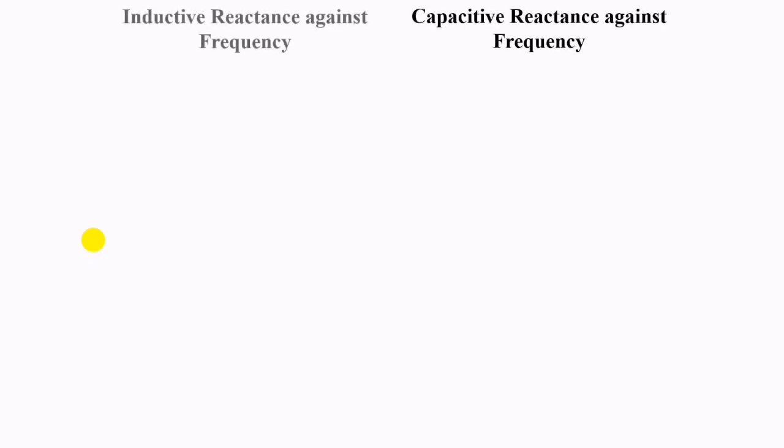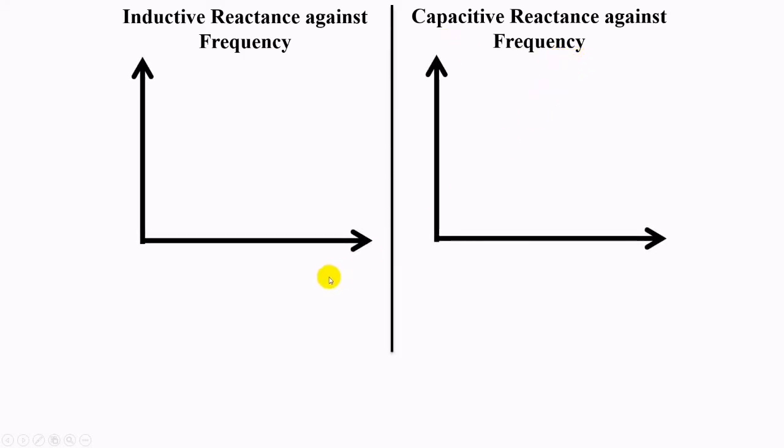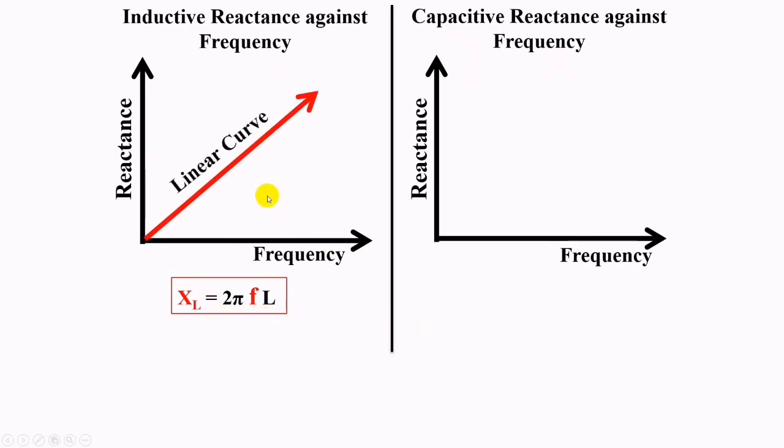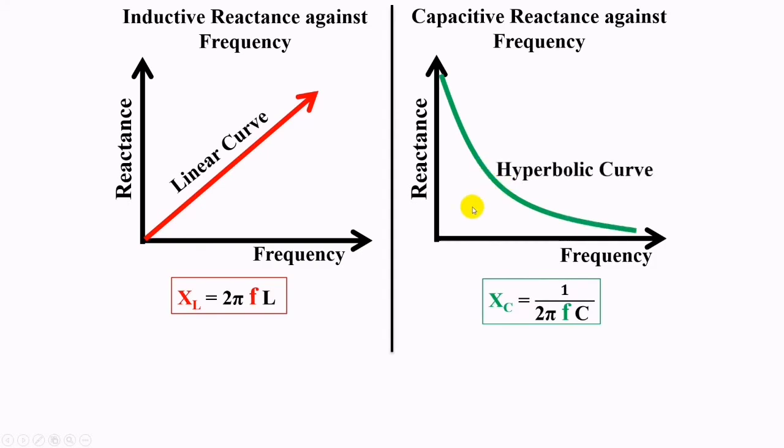And let's see the difference between the inductive reactance against the frequency and capacitive reactance against the frequency. Draw the graph between frequency and reactance on both sides. We know that inductive reactance equals 2 pi FL and the graph is a linear curve. Similarly, capacitive reactance is 1 by 2 pi FC and the graph is a hyperbolic curve. When these two curves meet, the meeting point is known as F0 or resonance frequency.